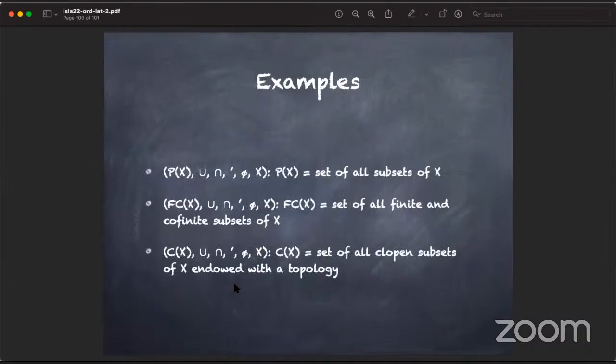Once again, as I already mentioned, consider the set of clopen subsets of X, where X is endowed with a topology. Otherwise, you cannot define those clopen subsets, which are both closed and open subsets. Once again, the same union, intersection, complementation, empty set, and X.